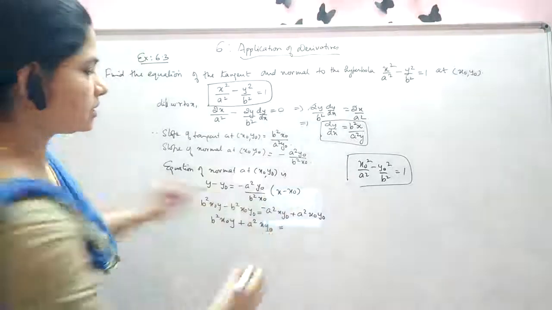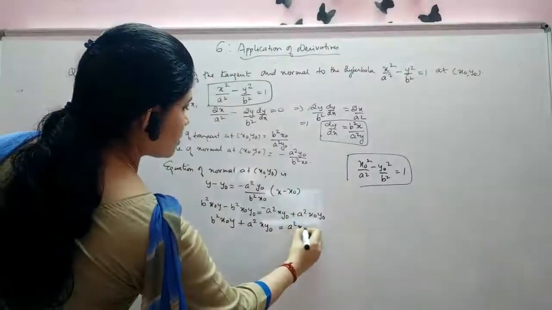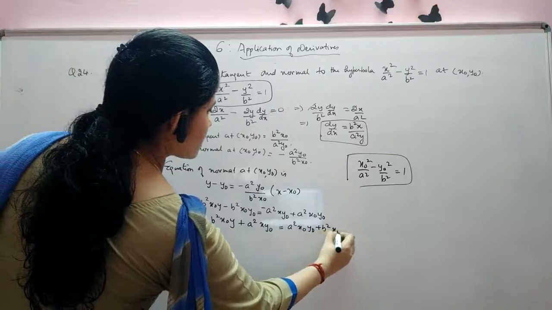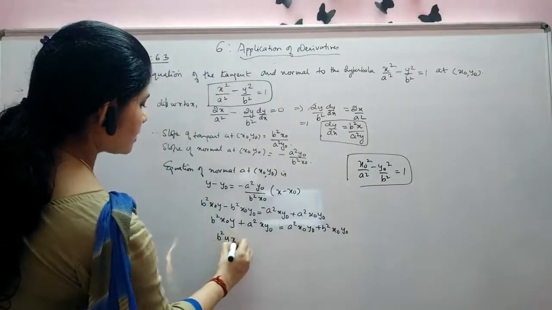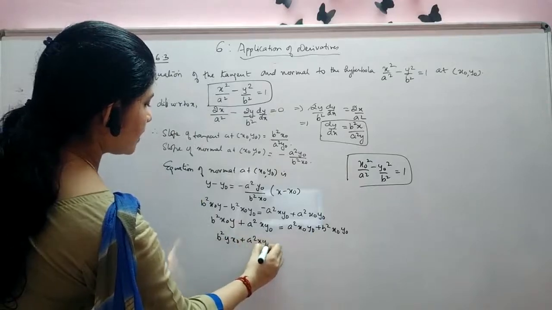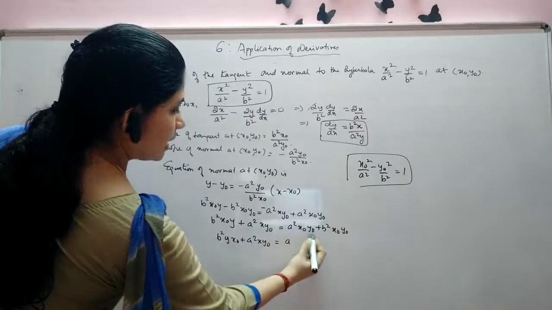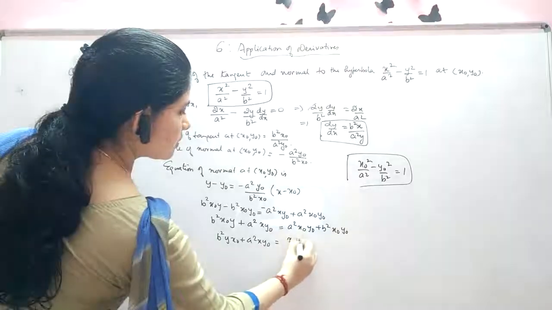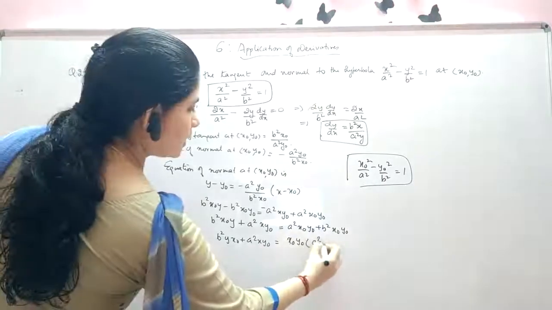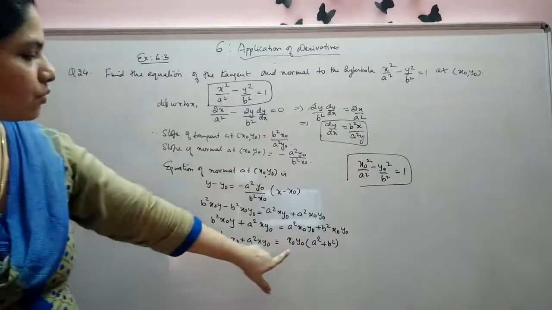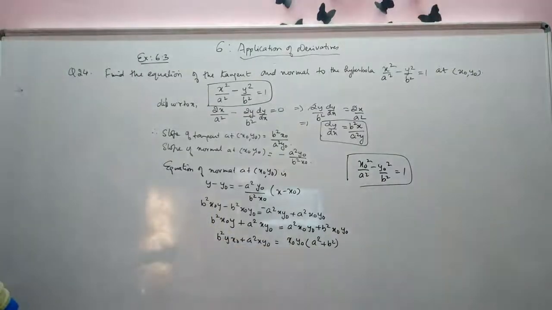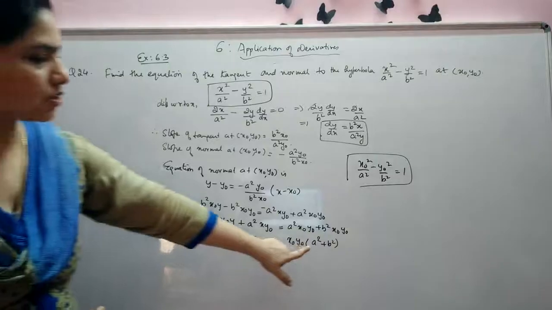This is going there, so that you are getting a square x naught y naught plus b square x naught y naught. So b square y x naught plus a square x y naught is equal to, you can take out x naught y naught in common into a square plus b square. Now what we are doing is dividing throughout by x naught y naught. That means the right hand side will also only have a square plus b square.